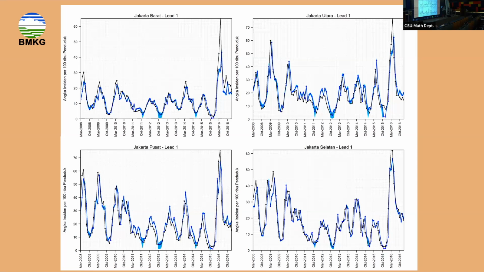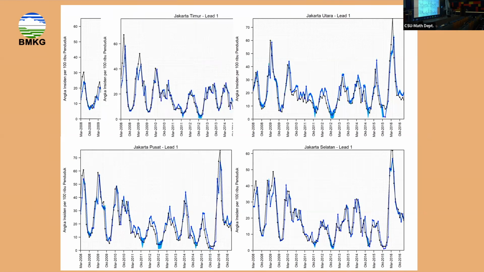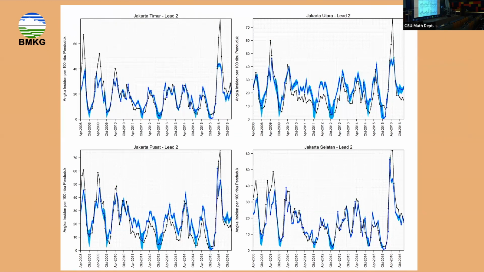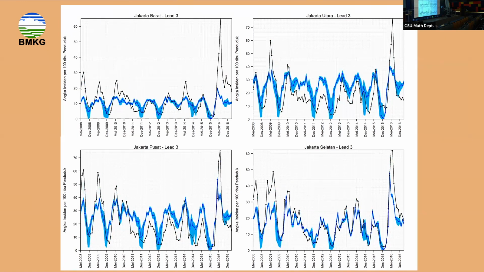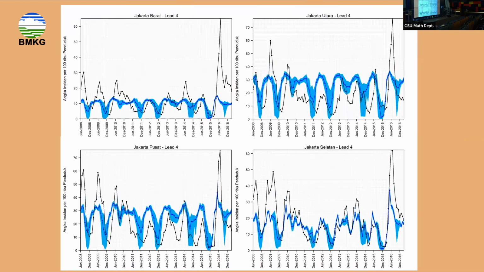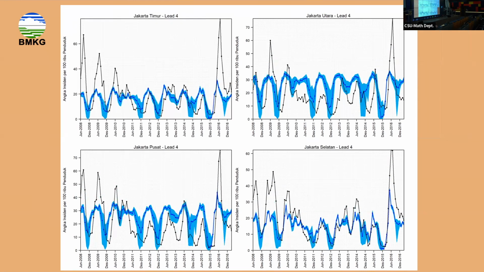We also make a prediction based on the incident rate per 100,000 population in those 5 areas, and we also count the lead. So this is lead 1, and this is lead 2, lead 3 is worse. I think lead 4 is the worst.